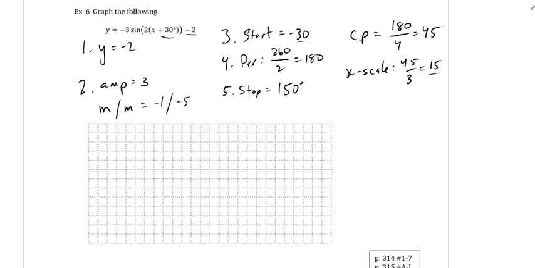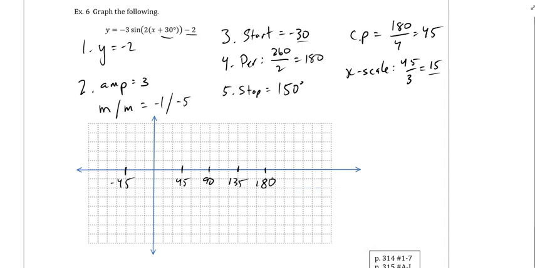Okay, I should have had this set up. I'm going to put a line right about there, and another one right about here. Okay, and I'm going to go 1, 2, 3. I'm counting by 15, so that's negative 45, 45, 1, 2, 3, 90, 1, 2, 3, 135. Sorry, that's wrong, I said 120 earlier. 1, 2, 3, 180. That's over 150, so I'm good.